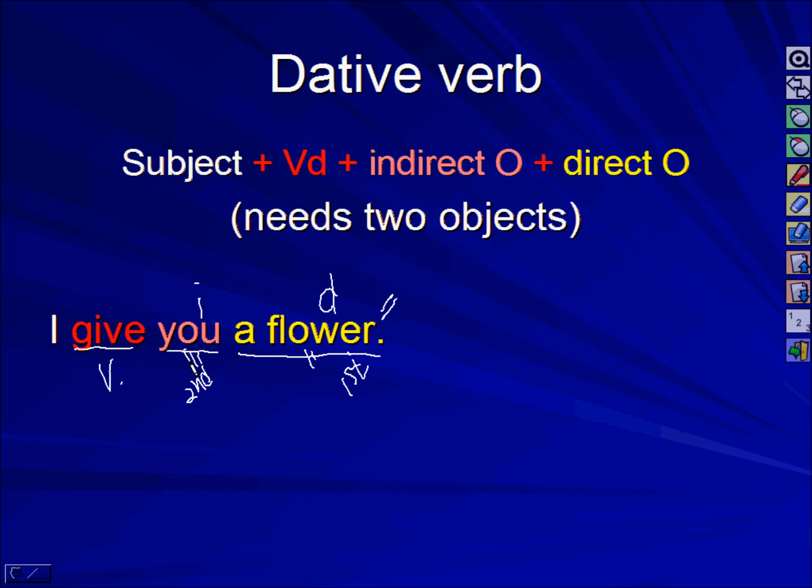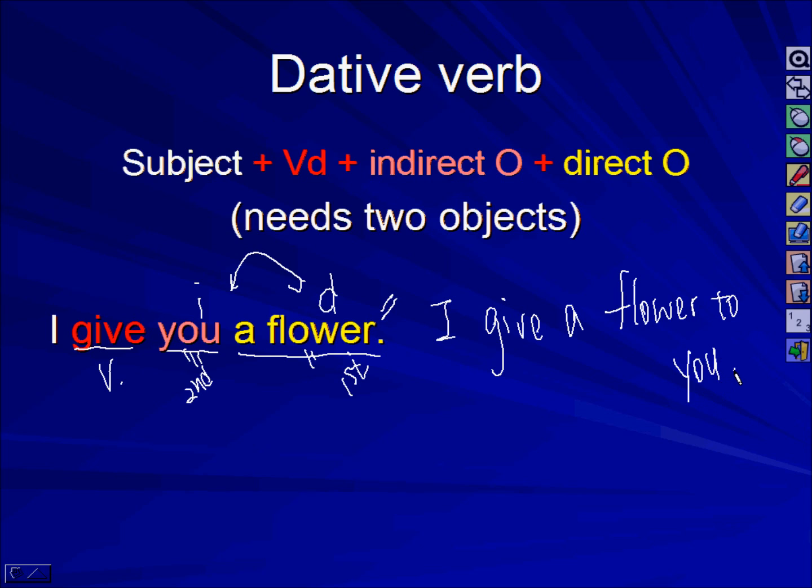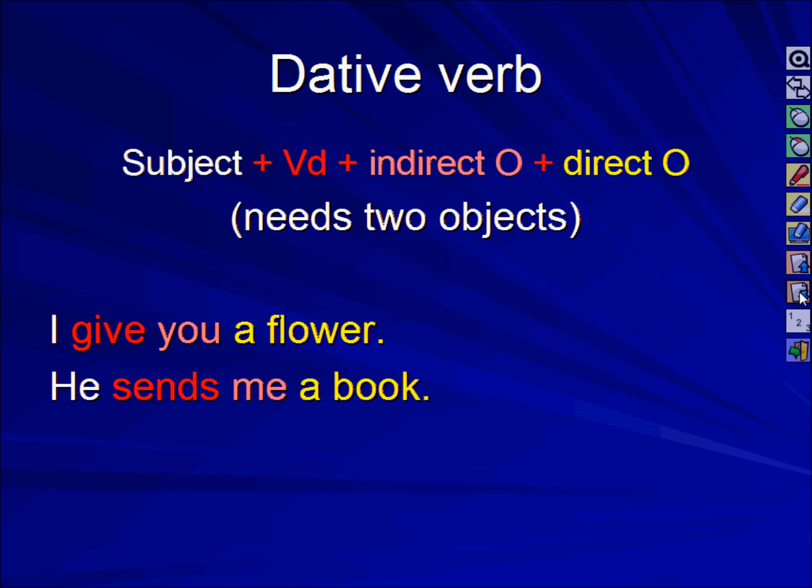Of course, we can switch the positions of direct object and indirect object by adding one extra word. I can say, I give a flower to you. So the magic word that we need is the word to. And then we can change the positions of these two words. And now let's look at the next example. He sends me a book. The indirect, direct object. Change the positions of the two words. He sends a book to me.